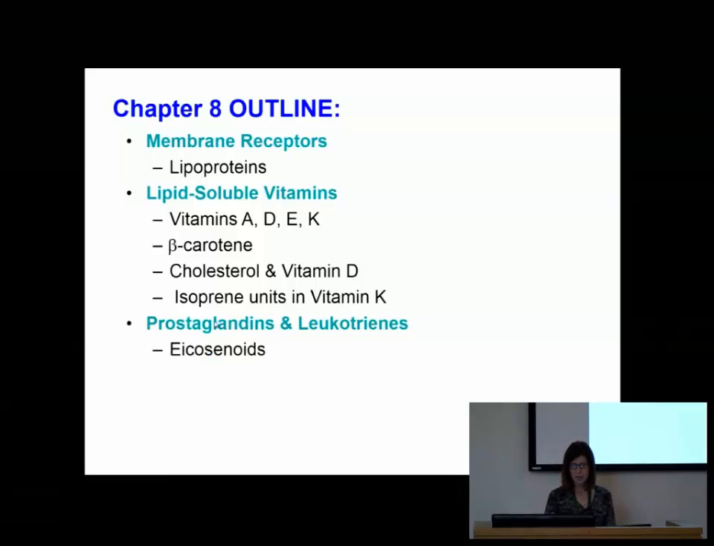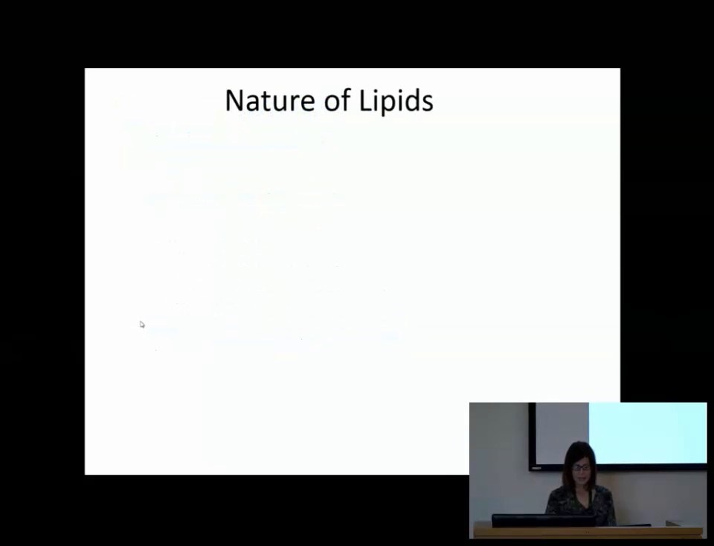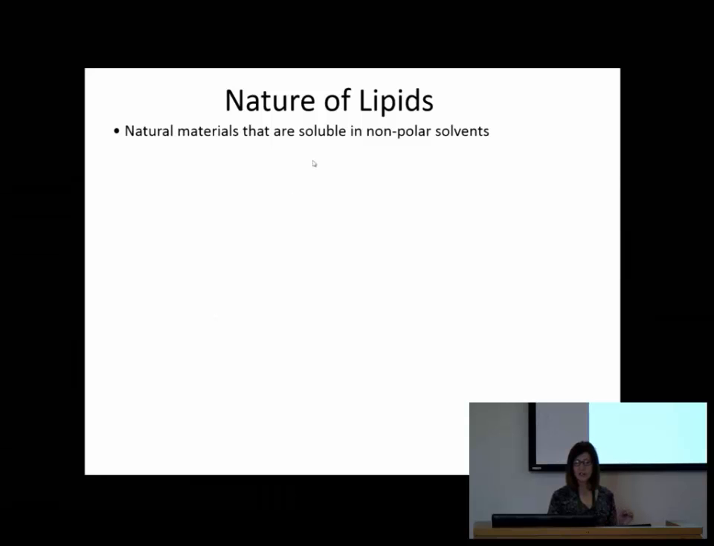Okay, so what are lipids? The definition is a natural material that is soluble in nonpolar solvents. So it's some sort of biological material that is not soluble in water, but soluble in nonpolar solvents. Those solvents can be ether, chloroform, benzene. We don't really have these in our body, thank goodness. We should not.